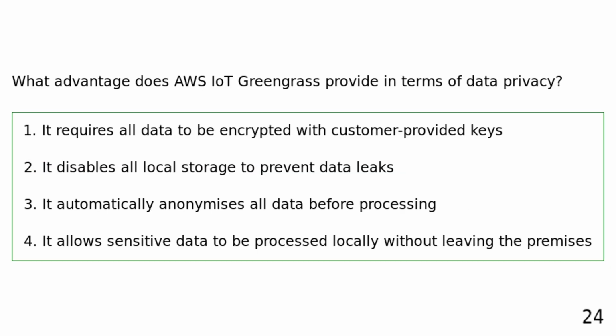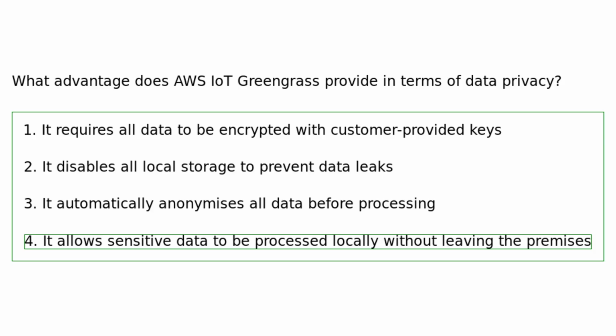What advantage does AWS IoT Greengrass provide in terms of data privacy? It requires all data to be encrypted with customer-provided keys. It disables all local storage to prevent data leaks. It automatically anonymizes all data before processing. It allows sensitive data to be processed locally without leaving the premises. AWS IoT Greengrass enhances data privacy by allowing sensitive data to be processed locally without leaving the premises, which is crucial for applications with strict data residency requirements.